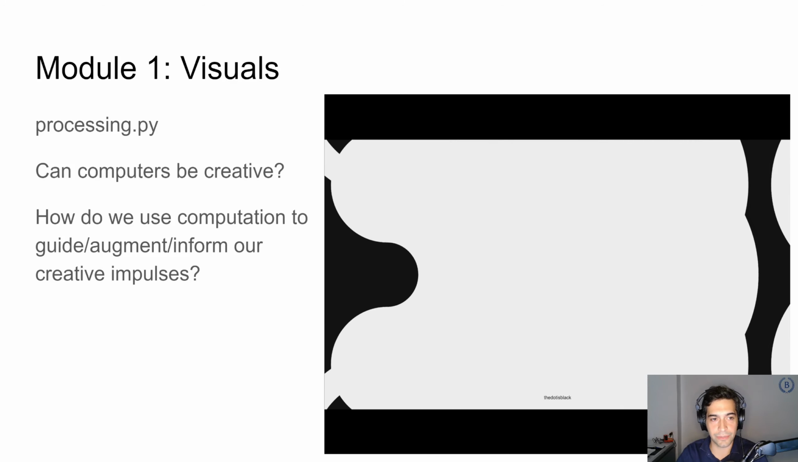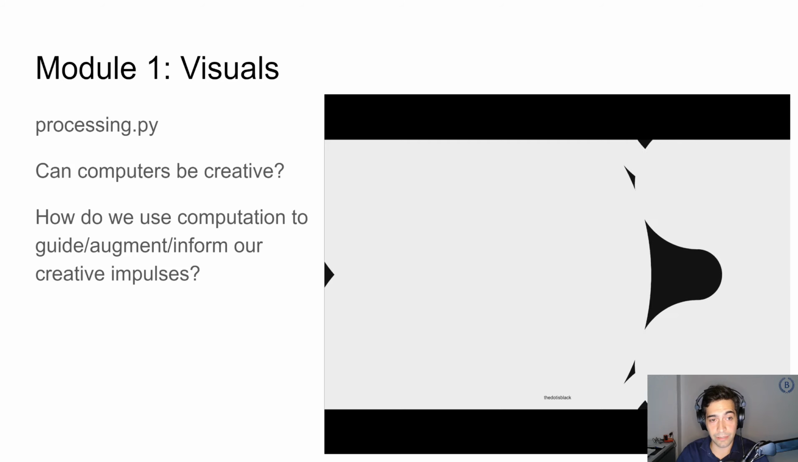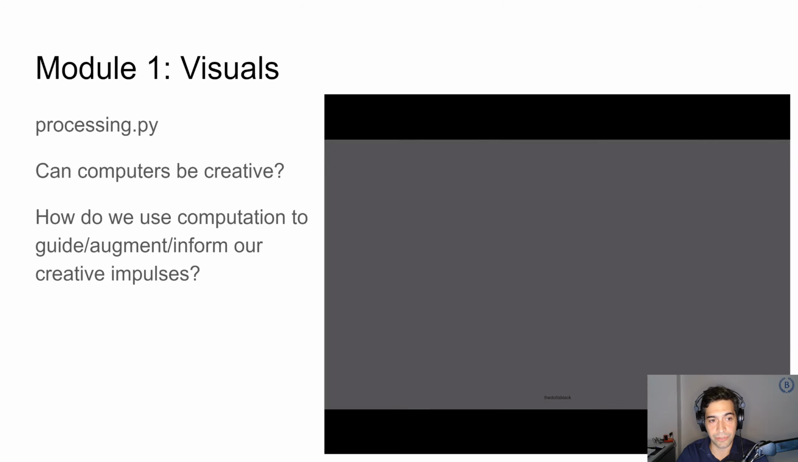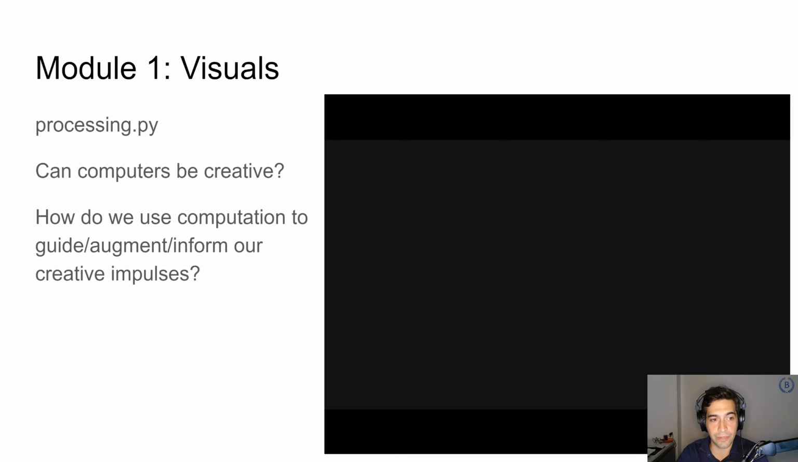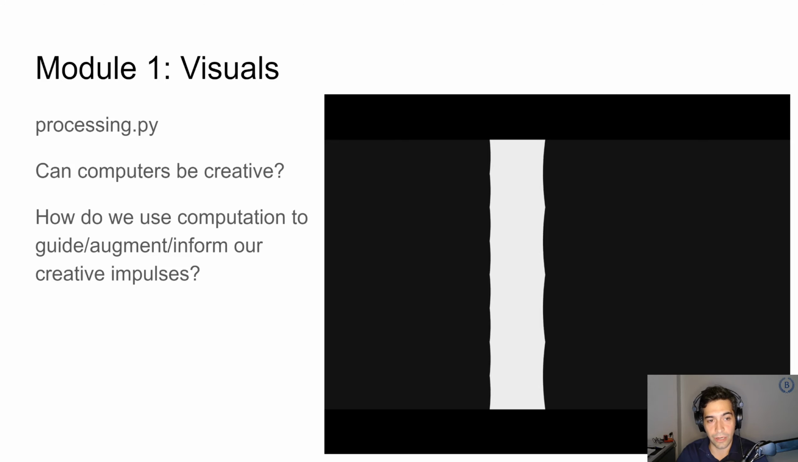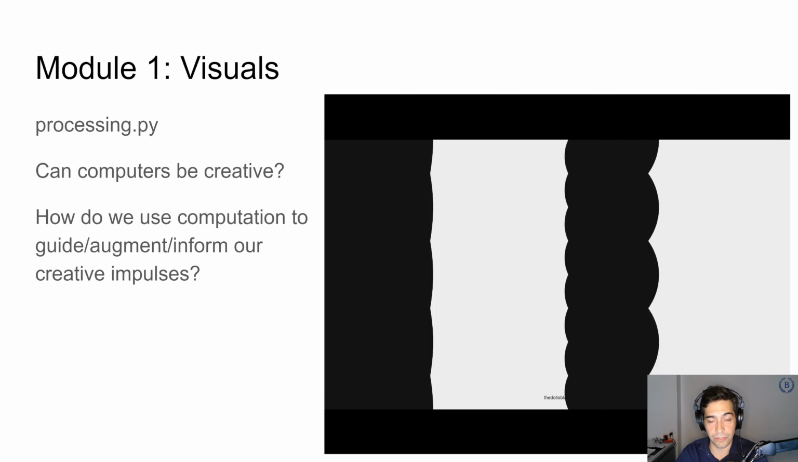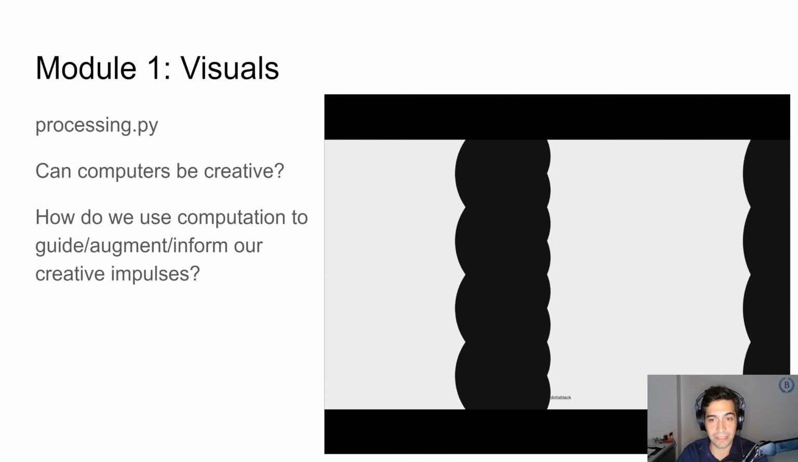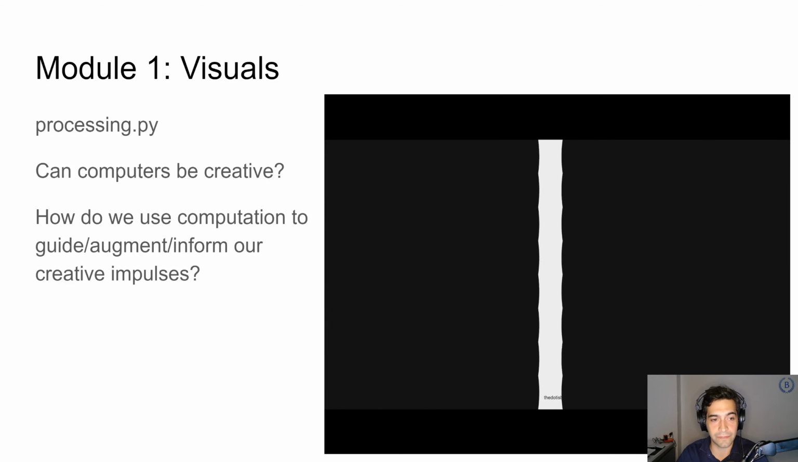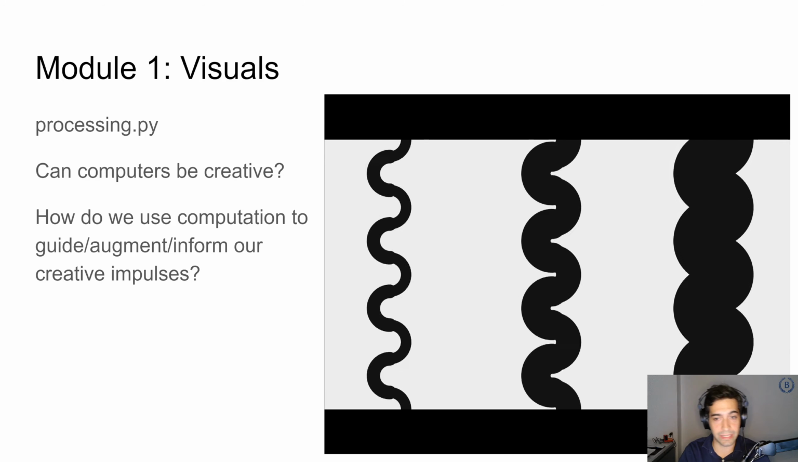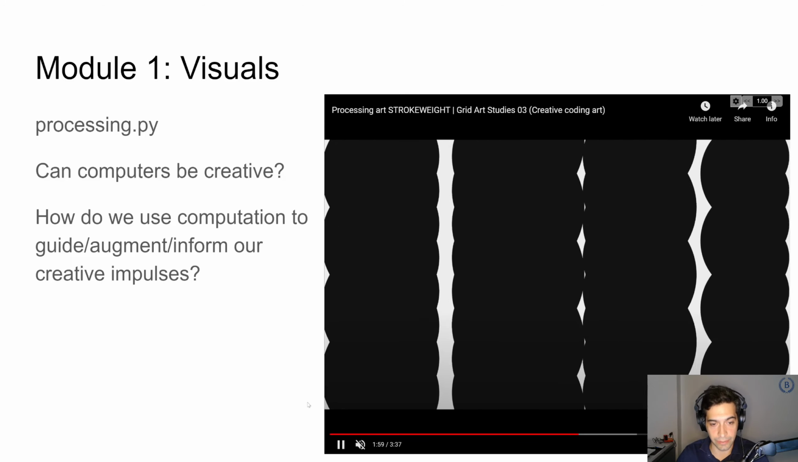The key questions we're going to be asking are, can computers be creative, and what does it mean for a computer to be creative? And we're also going to be asking, how do we use computation to guide, augment, and/or inform our creative impulses? So you might be creating something similar to this, or you might be creating something totally different. It's really up to your own creative vision with the skills that you gain through this unit.